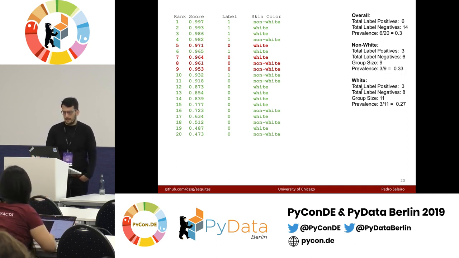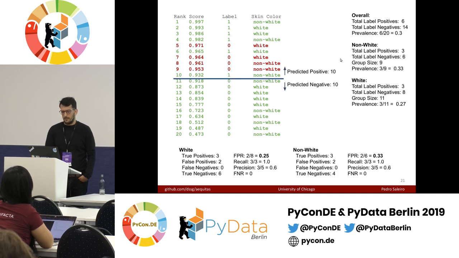For the white, we do the same thing. We also have 3 label positives, so 1, 2, 3. Label negatives, we have 8, 1, 2, and then 4, 6, 8. Group size is 11, and the prevalence is 0.27. And it is really important to keep in mind that we actually have more examples from a given group than the other, and the prevalence is higher on the smaller group though.